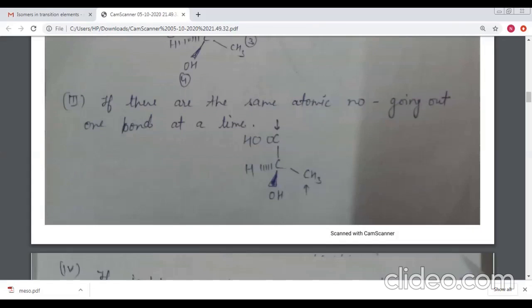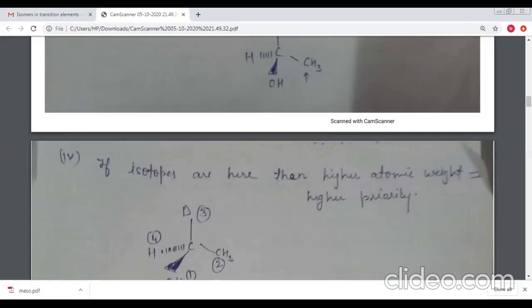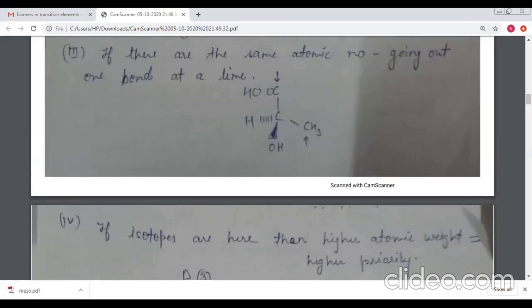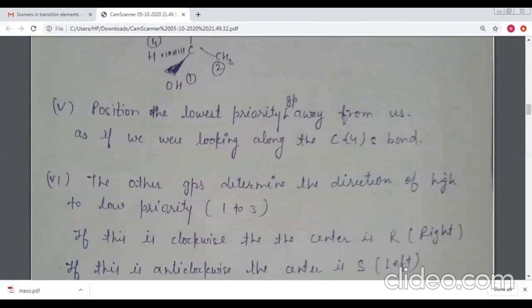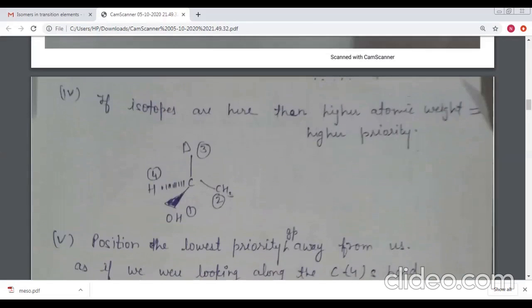Now third step, if there are the same atomic number, then what to do? Then go out one bond at a time. Now come to the next step. In this step, if isotopes are here, then the higher atomic weight is equal to higher priority. So here we can see again, the higher the atomic weight, the higher the priority.